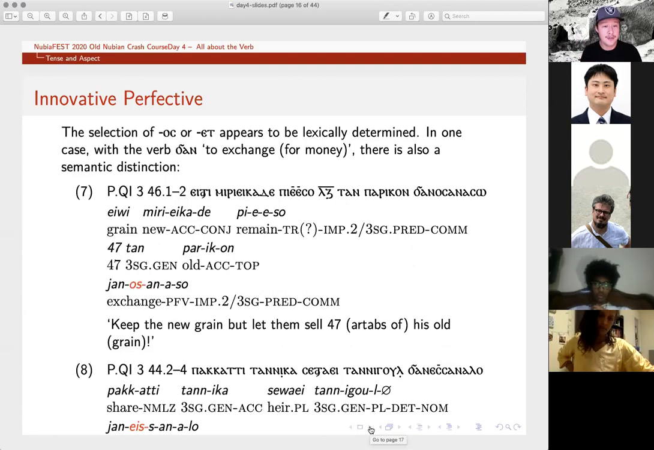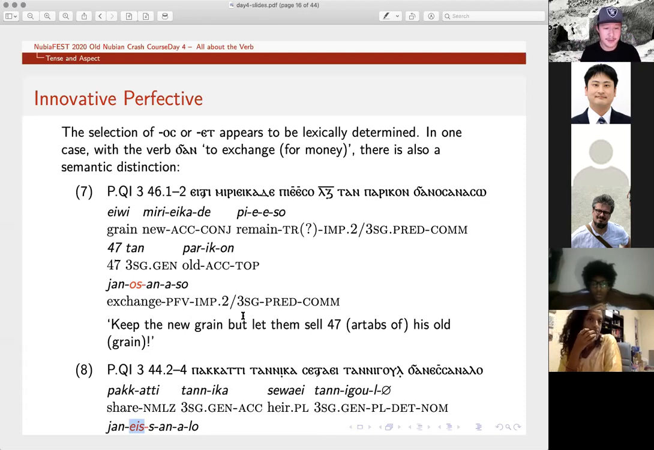And so there is one verb in which this has actually led to quite significant changes in meaning, namely with the verb jan, which means basically to exchange for money, or, maybe for money is not the right word, but to exchange in an economical context. With os, it means to sell, but with et or it, it means to, and the translation got lost here, it means to buy. And so there is this quite strong distinction between the meaning of the two suffixes.